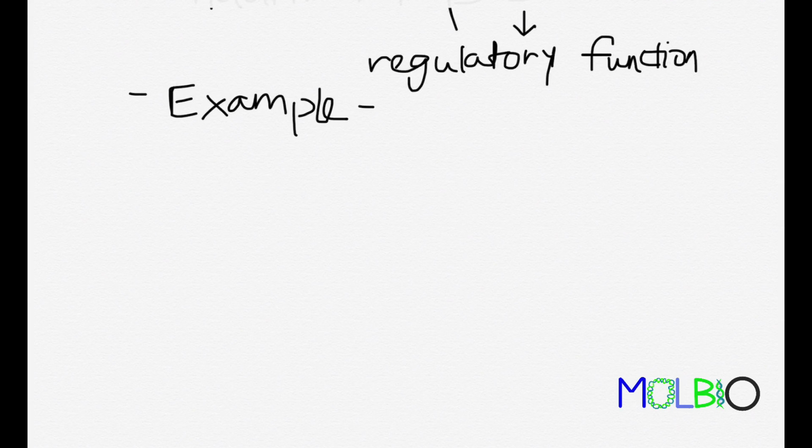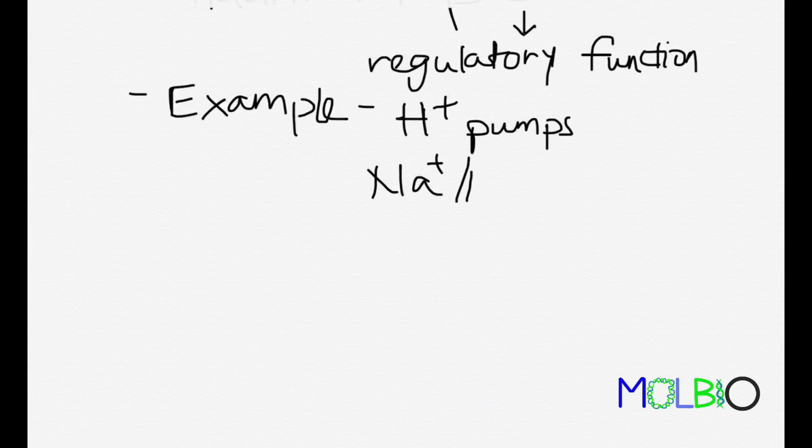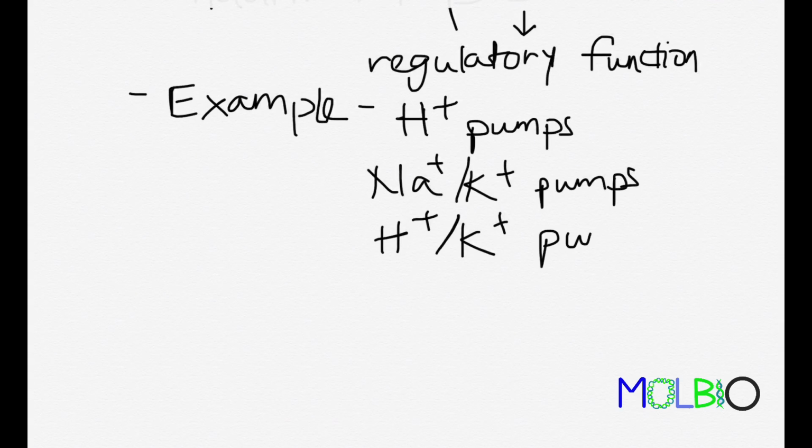Now we are going to look at some examples. The first example is a proton pump. A P-class proton pump is present in the plasma membrane of fungi and plants. There are also Na+ K+ pumps, and then we have proton and K+ pumps and also calcium pumps.